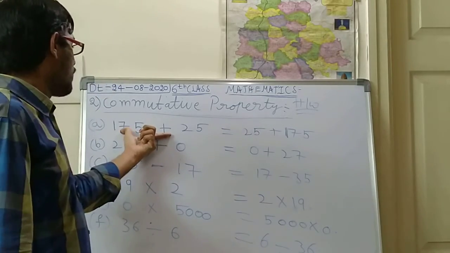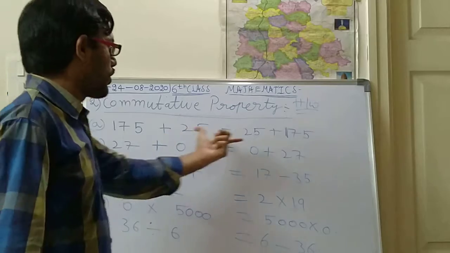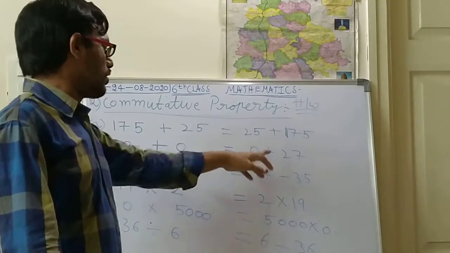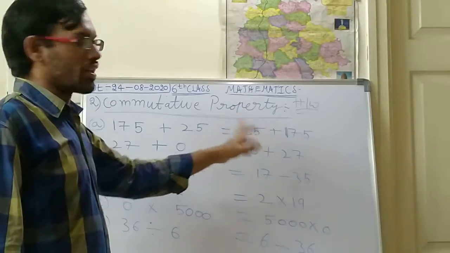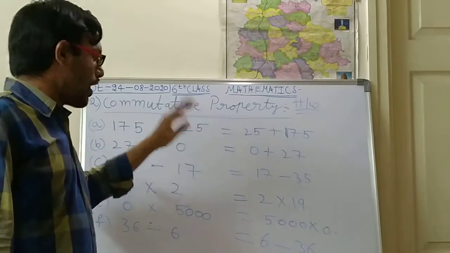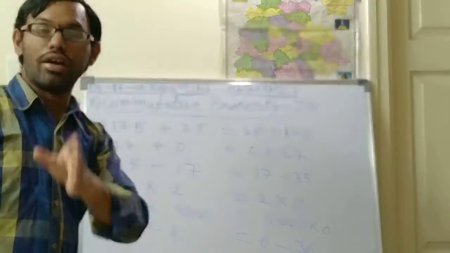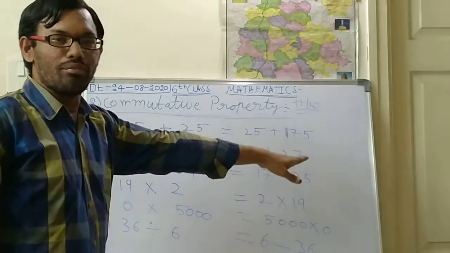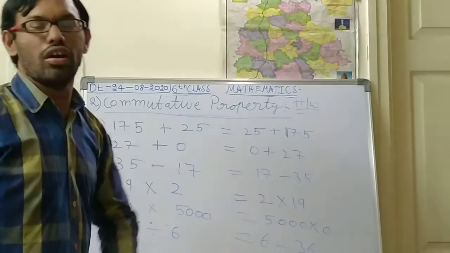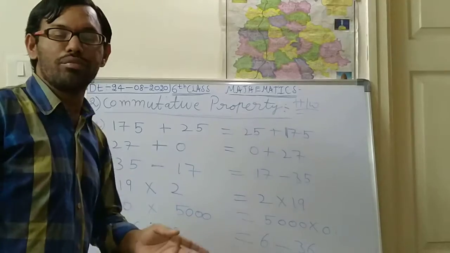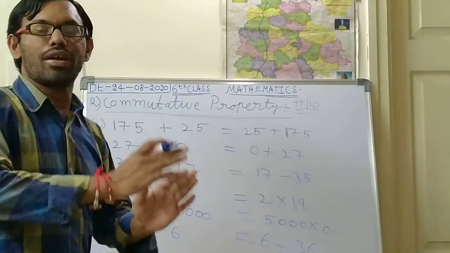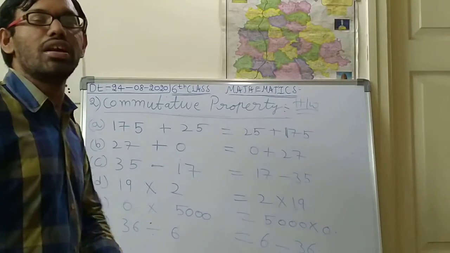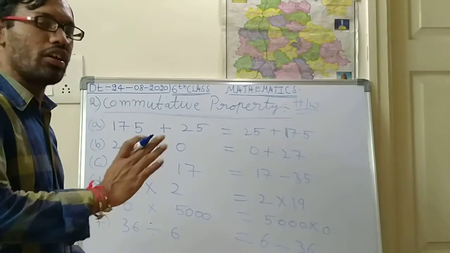Solve 175 plus 25, and you will get some result. Solve 25 plus 175, and you will get some result. Then compare the two numbers. If both are equal, and they are whole numbers, then the commutative property of whole numbers is satisfied. If both are not equal, you just write that the commutative property of whole numbers under subtraction or under division does not satisfy. Like that you write.